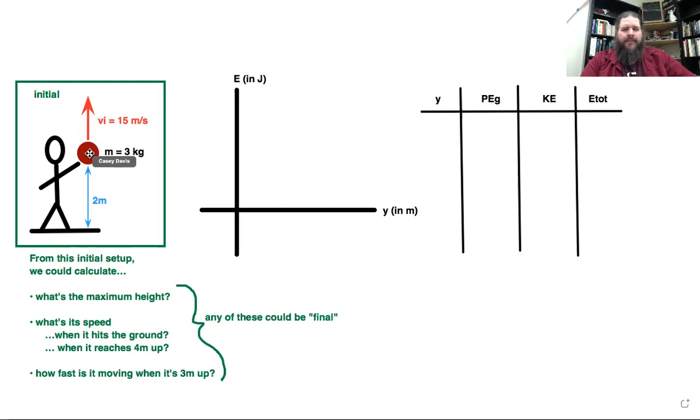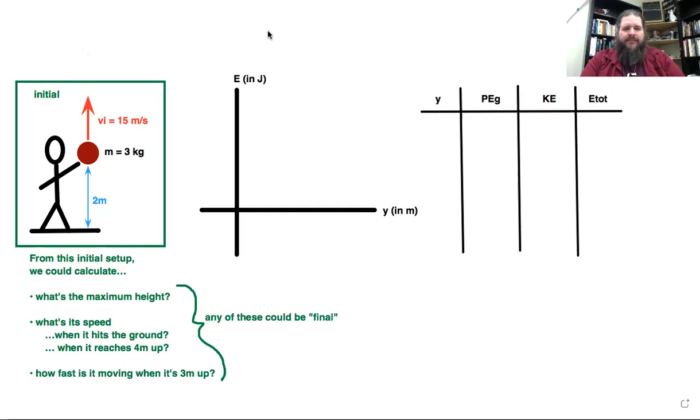Or you could even set the 1 meter mark as height 0. That way the ball would start at y equals +1, and ground level would be y equals -1. You could choose any height you want to call height 0, and then y is just measuring height from that point. But I think it's going to be probably more intuitive here if we use ground level as height 0.